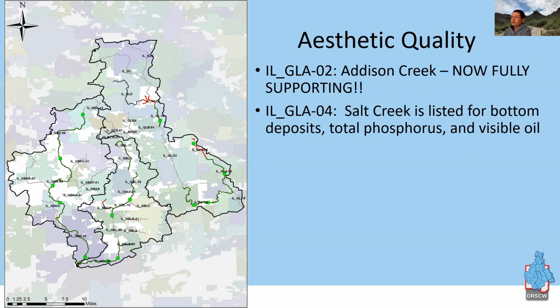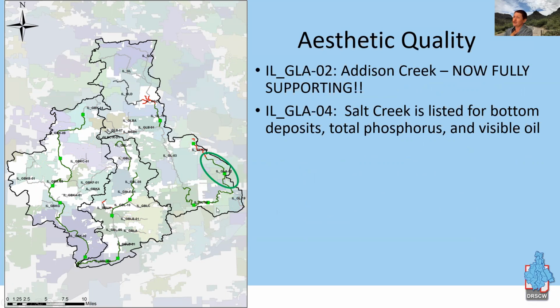For aesthetic quality, we had a delisting on the section ILGL 02 in Addison Creek, which is the big section of Addison Creek. It is now fully supporting its aesthetic quality.